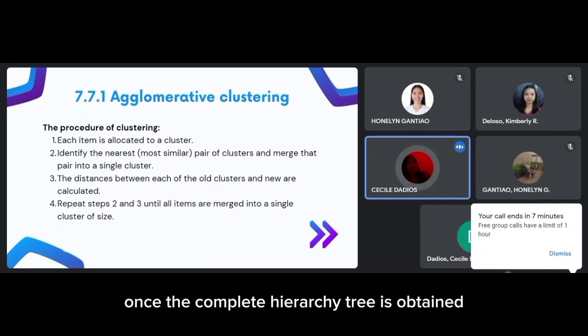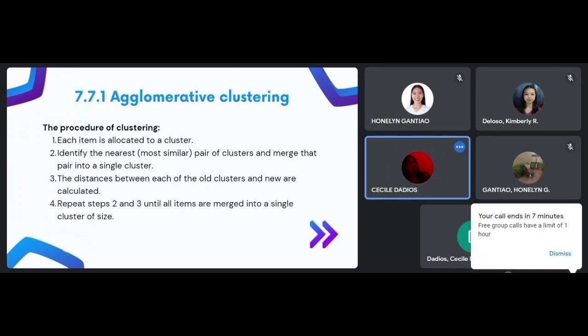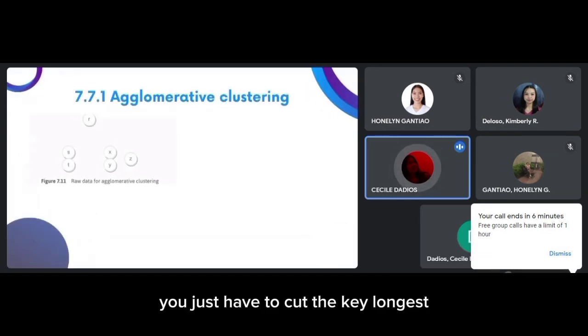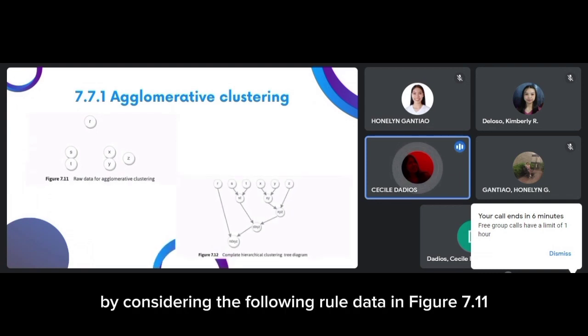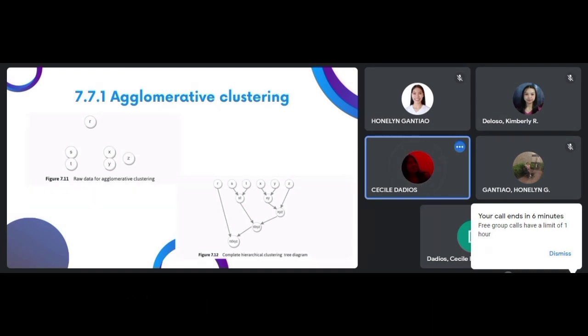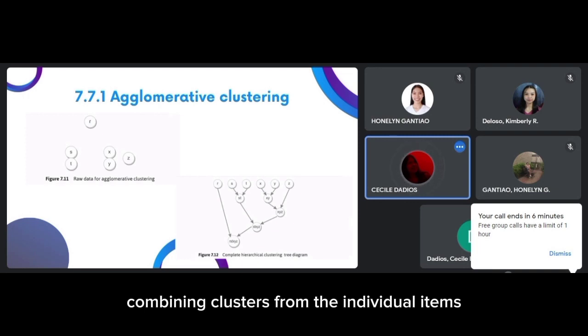Once the complete hierarchical tree is obtained, there is no point in grouping n items in a single cluster. You just have to cut at a k long distance. So let's understand the working of agglomerative clustering by considering the following raw data in figure 7.11. This method generates the hierarchy by recursively combining clusters from the individual items.